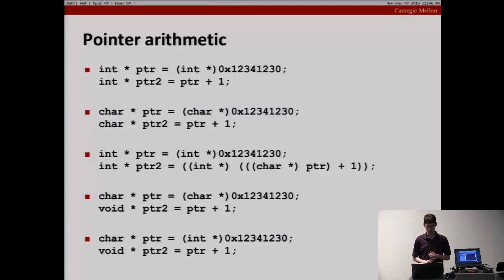So here's some examples of pointer arithmetic that we can go through. We just have this sort of dummy address that everything's starting at, 1234, 1230. So if that's an int pointer, and then we add 1 to it, what's the address that we get back? What's pointer 2?